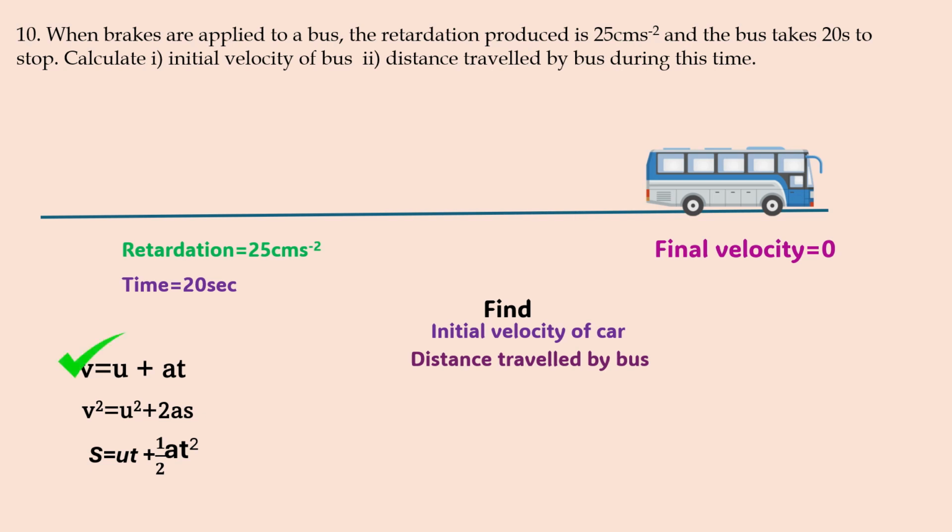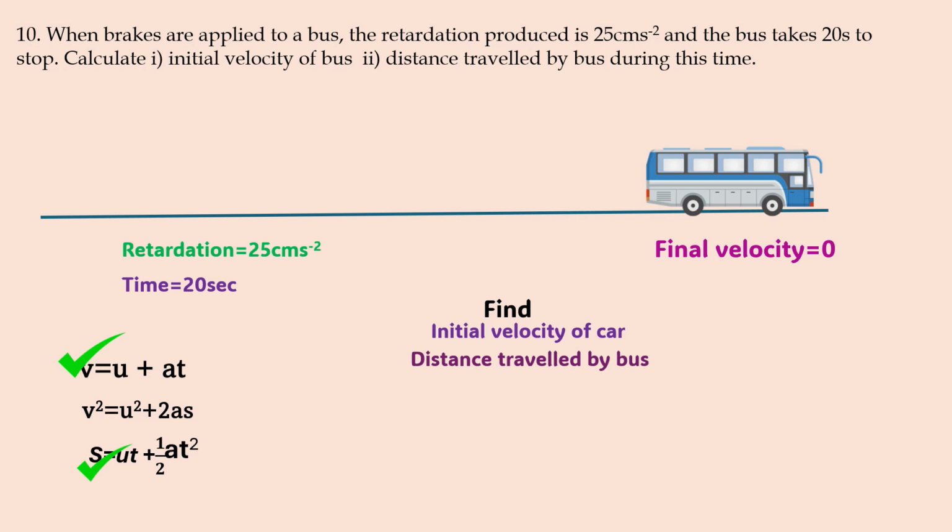ओके, तो फर्स्ट इक्वेशन विल बी सुटेबल बिकॉज फाइनल वेलोसिटी ऑलरेडी वी नो दैट इट इज 0. ओके, इनिशियल वेलोसिटी that we have to find out, acceleration or retardation is 25 centimeters per second square, that is already given to you, and the bus takes 20 seconds to stop, that is time is also given to you. Okay. So, once we find out the initial velocity of the bus from this particular equation v equal to u plus at, next we will find out the distance.